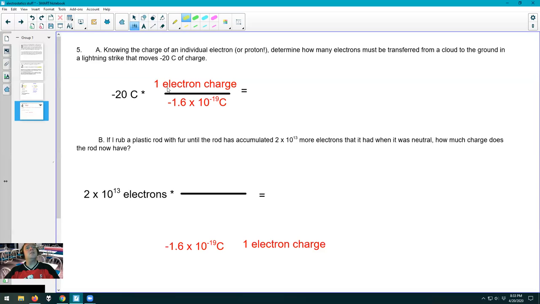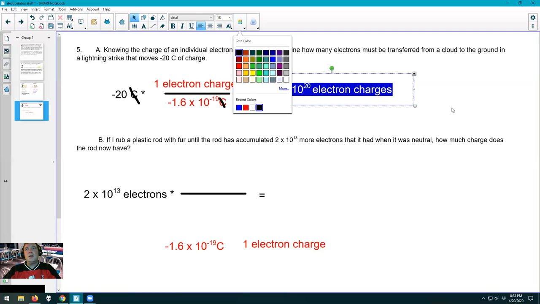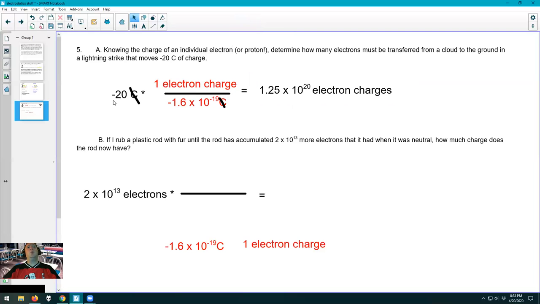So our correct way of doing this would be to put the charge of the electron in coulombs in the denominator, because the charge in coulombs there, multiplied by coulombs here, is going to divide out to eliminate that unit. I was having a little delay, but now we're good. And that gives me my answer then of 1.25 times 10 to the 20 electron charges, when I carry out this math, negative 20 times 1 divided by negative 1.6 times 10 to the negative 19.